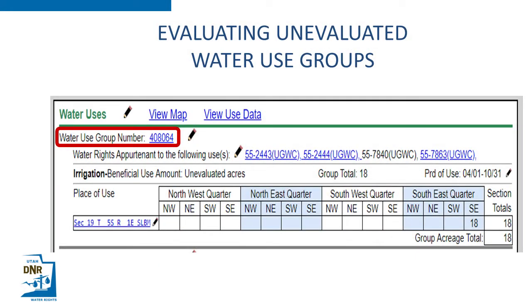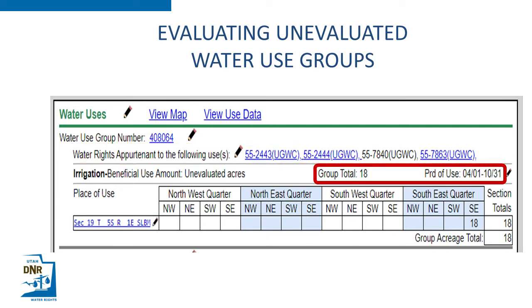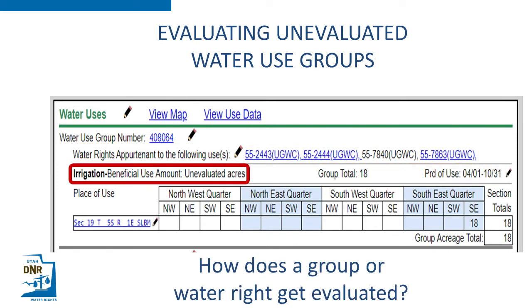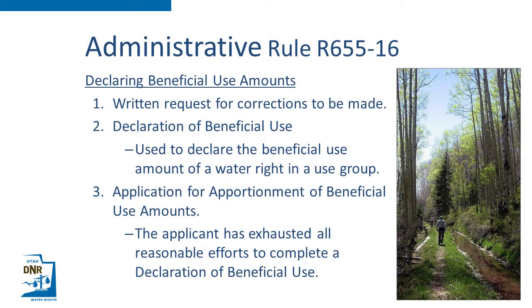Now let's look at water use groups where beneficial use amounts have not been defined. Here's a water use group with a group total and period of use. However, the beneficial use amounts are listed as unevaluated acres. It is important to define the beneficial use amounts in order to file a segregation or a change application. To define beneficial use amounts, you will need to follow Administrative Rule R655-16. If you believe our records are incorrect or incomplete, you may file a written request for corrections to be made. You may also need to file a declaration of beneficial use or an application for apportionment of beneficial use amounts.